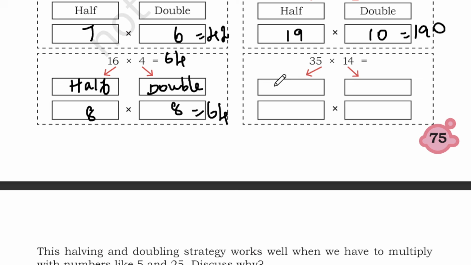Okay. So next I'm going to double. I'm going to change this one. So if I double 35, 35 plus 35 is 70, and half of 14 is 7. Okay. 70 into 7 is 490. And here 5 fours are 20, and so balance 490. Okay. This is also 490.